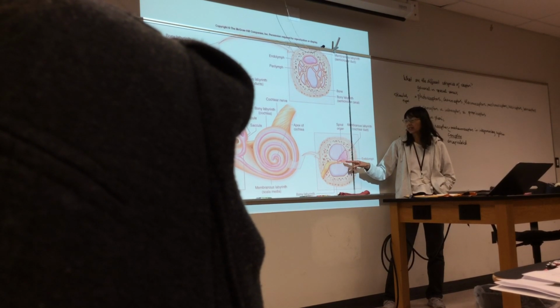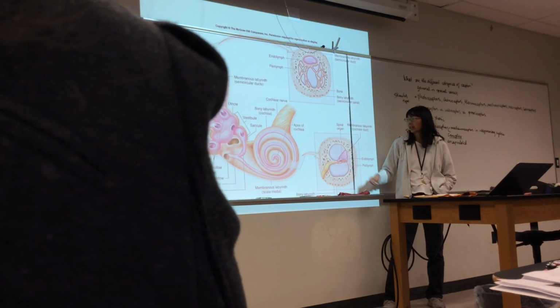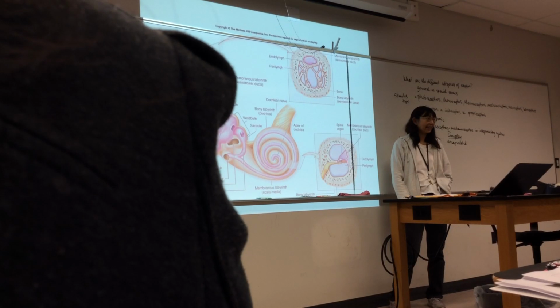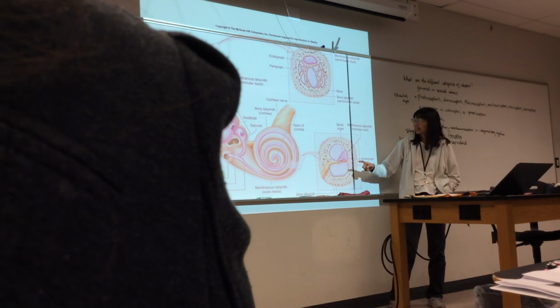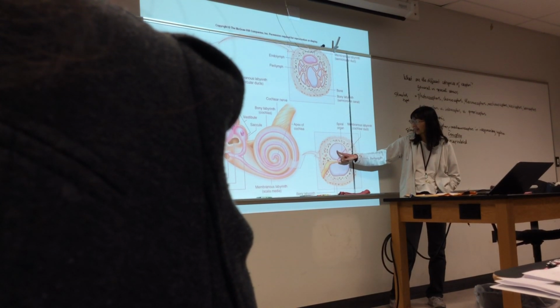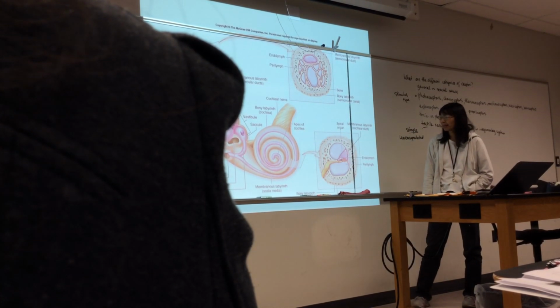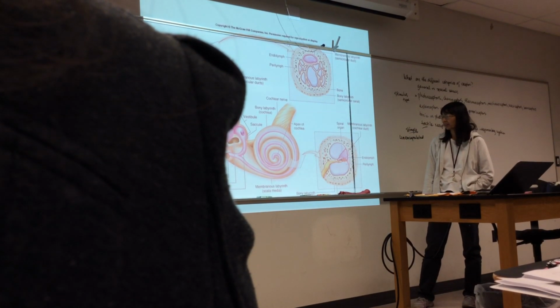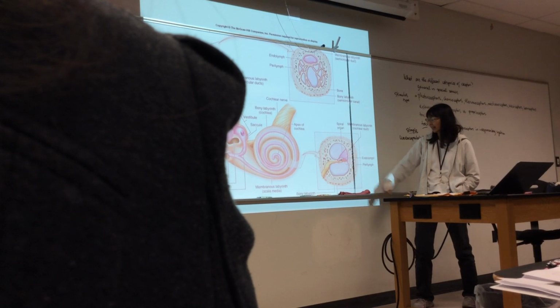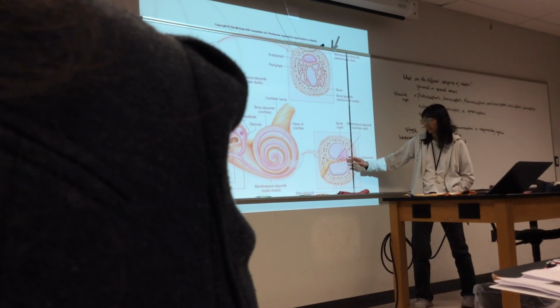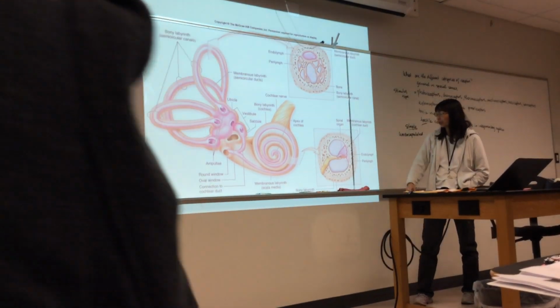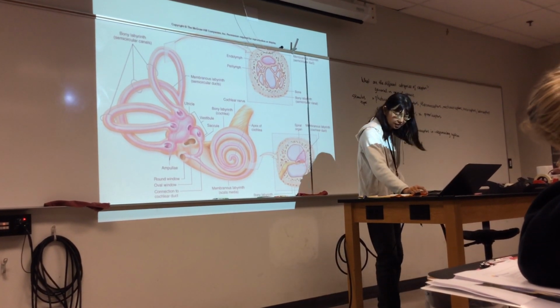Three distinct sections. You can call it duct or scala, right? Remember this? Scala, what? Tympani, vestibuli, and cochlea duct, right? Cochlea duct. And it has the same deal, perilymph as well as endolymph. So let's look at the details.